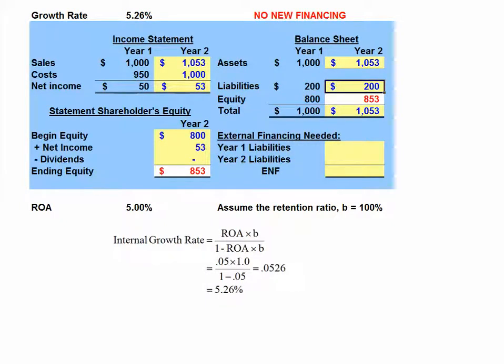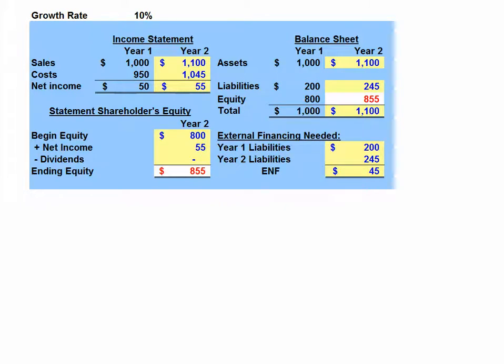And we can see, since we had year one liabilities of $200 and year 2 liabilities of $200, we had no need for external financing. If we were to grow at a rate faster than that 5.26%, which is what we did in the previous example, we grew at a 10% growth rate, we needed to borrow additional money. We had a need for external financing.